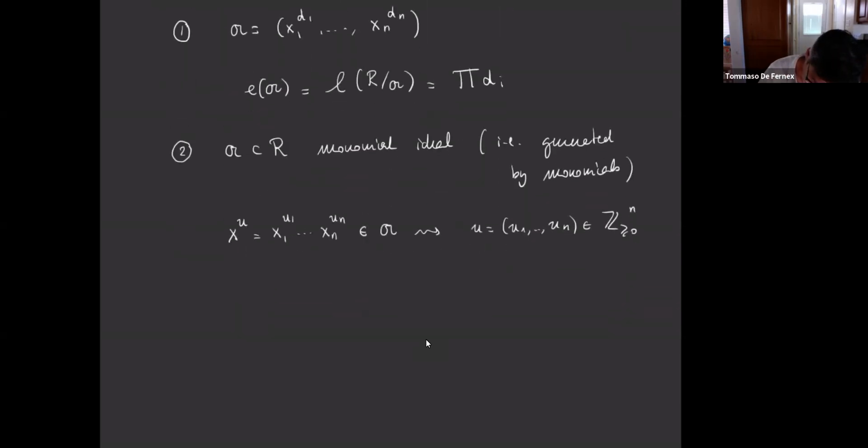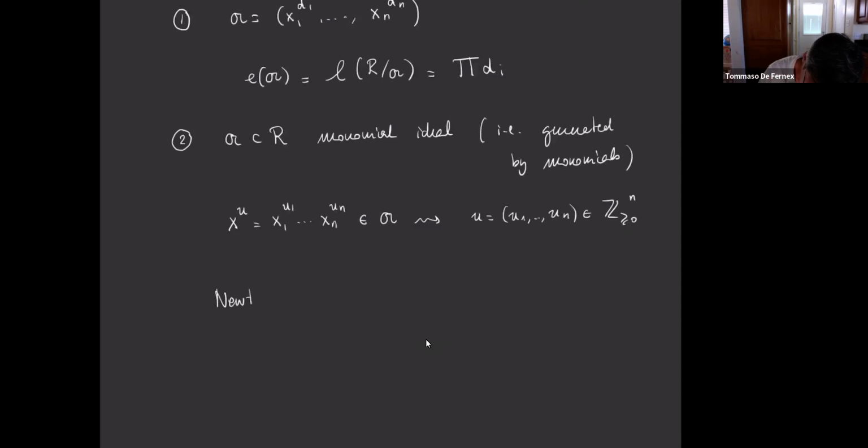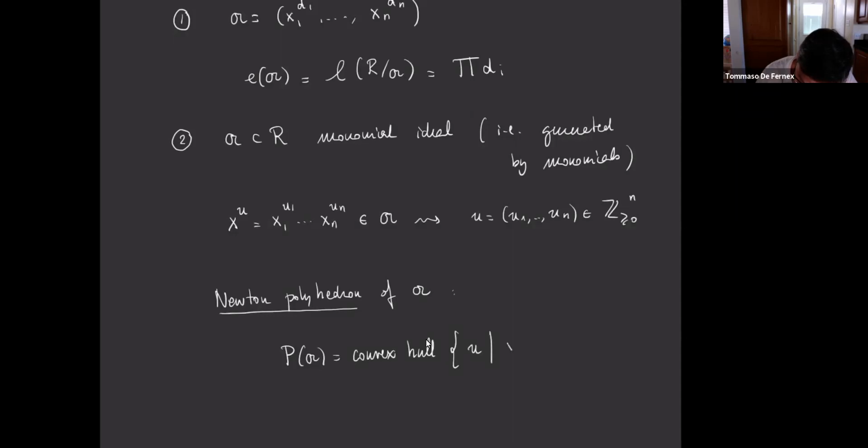Using that, we can define the Newton polyhedron of A, that is denoted by P_A. So this is the convex hull of the set of u's such that x^u is inside A. So this is a subset of Z^n. I actually regard this as a subset inside R^n_{≥0}. So the convex hull is computed inside there.